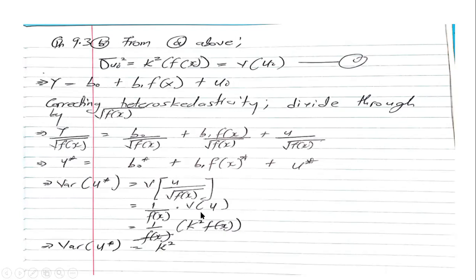Knowing that the variance of u from equation 1 is k squared f of x, when I substitute my variance of u here, my f of x here will cancel this f of x here. So my variance of u star will just be equal to k squared. And since the variance of u star here is constant, and you know that for homoscedasticity the variance of the error term is always constant, hence I have been able to resolve the problem of heteroscedasticity. So that's all that this tutorial session was trying to show.